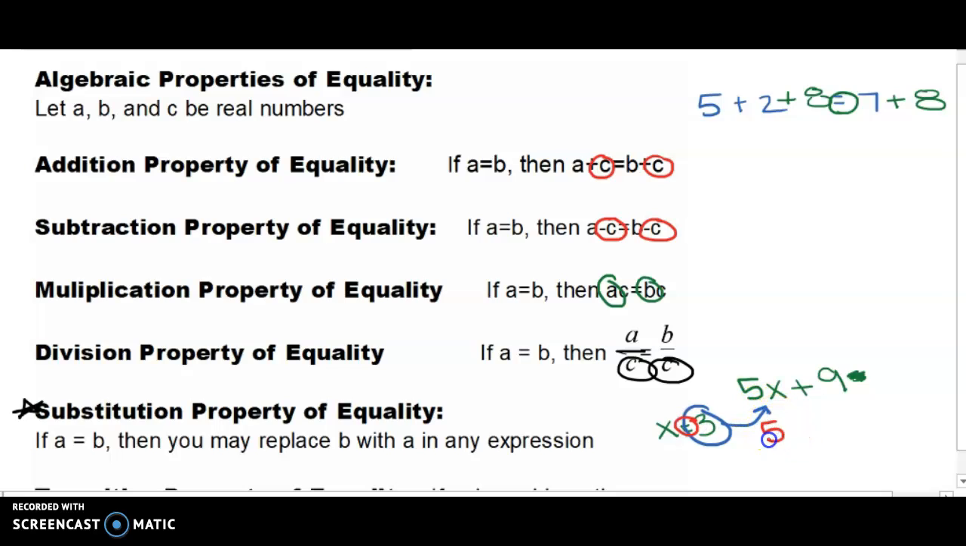So when we do that, it's 5 times 3 plus 9. All we did is substitute it, right? Because x and 3 are the same. So 15 plus 9, which is what? 24. That would be an example of the substitution property of equality.